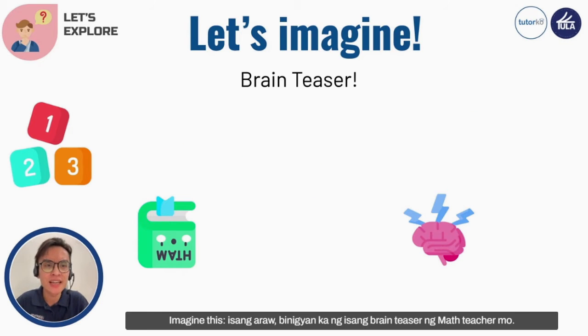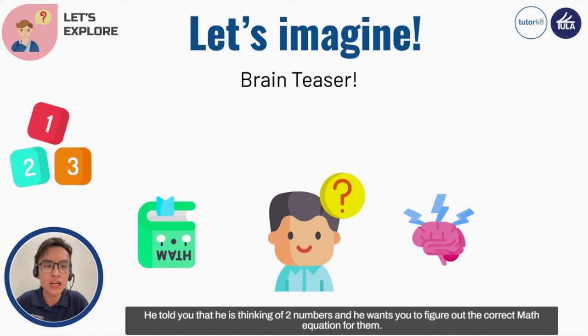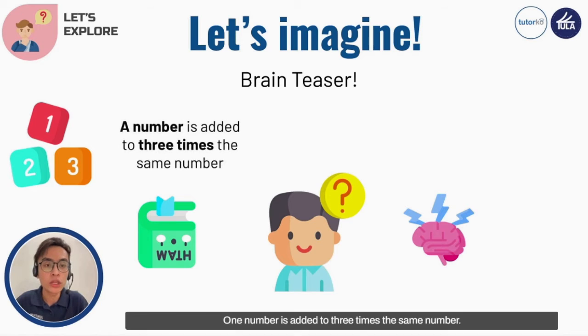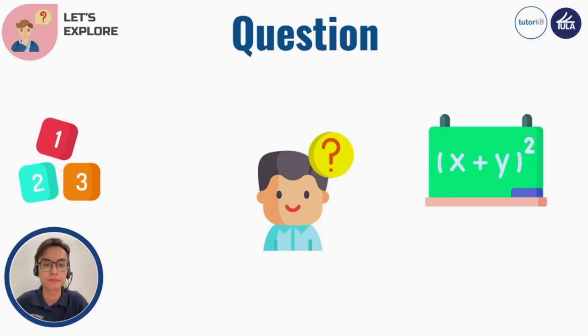Imagine this. Isang araw, binigyan ka ng isang brain teaser ng math teacher mo. He told you that he is thinking of two numbers and he wants you to figure out the correct math equation for them. One number is added to 3 times the same number, which is then subtracted to another number ng 2 beses and then subtracted again to 4.